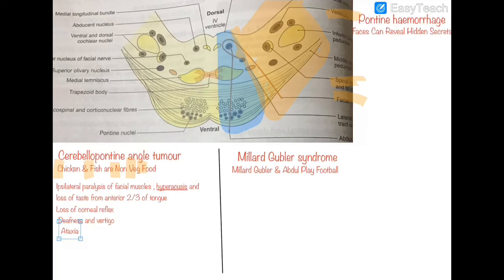Now moving on to Millard-Gubler syndrome, the structures affected here are the abducent nucleus, the pyramids and again the facial nerve. So M for Millard, G for Gubler, A for abducent, P for pyramid, F for facial nerve. The effects are: the abducent nerve is damaged, there will be loss of lateral abduction of the eyeball.